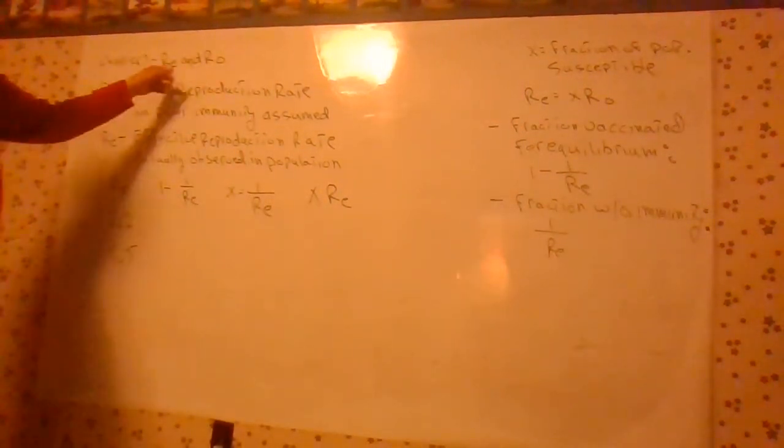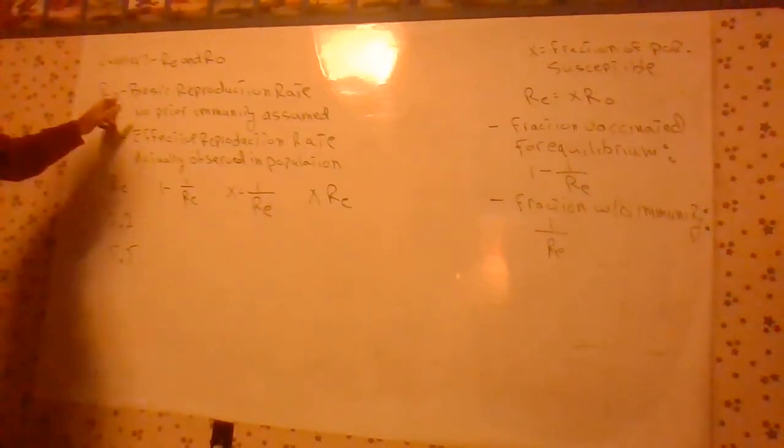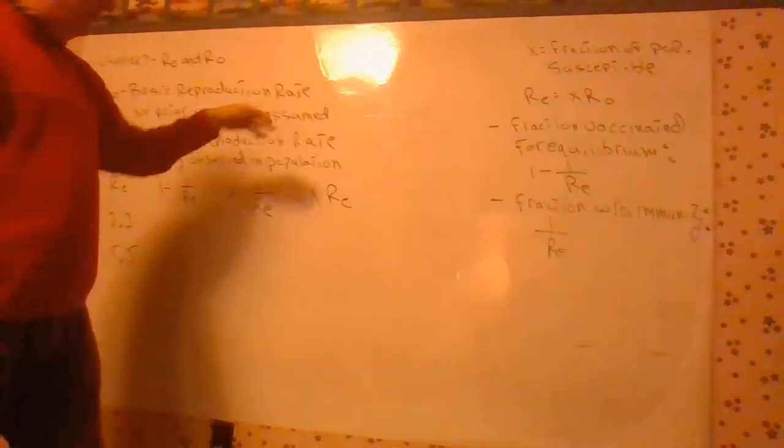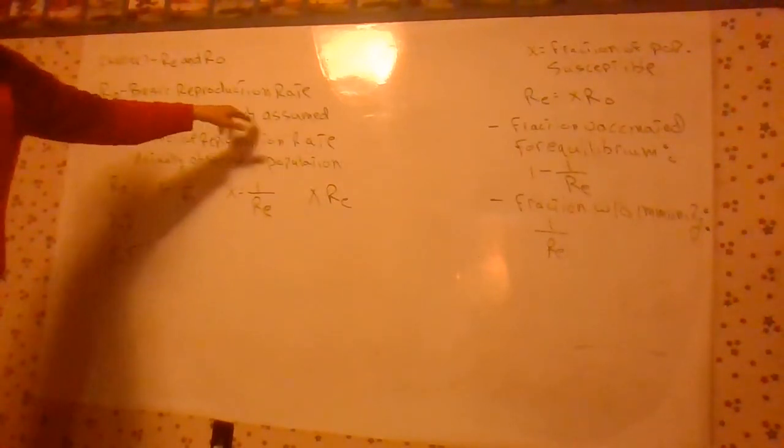Chapter 7, RE and R naught or R0. R0 is what's called the basic reproduction rate. That's actually a theoretical quantity. It has to do with how fast a virus will spread with no prior immunity assumed.